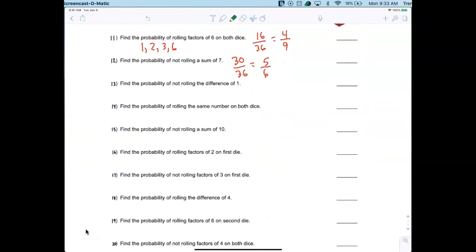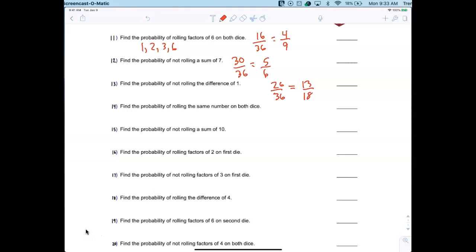So now we look back and say there are 10 that do have a difference of 1. So that means what? 26 out of 36 do not. All right, which makes it, thank you, 13 out of 18.